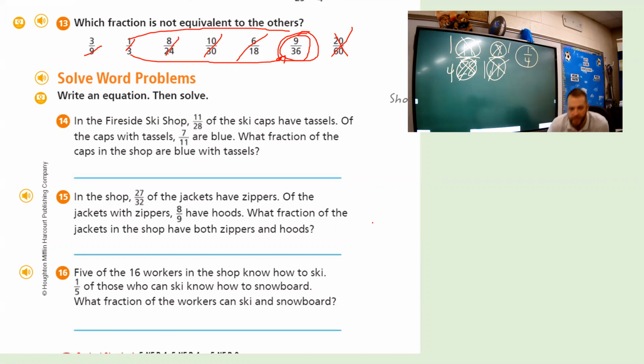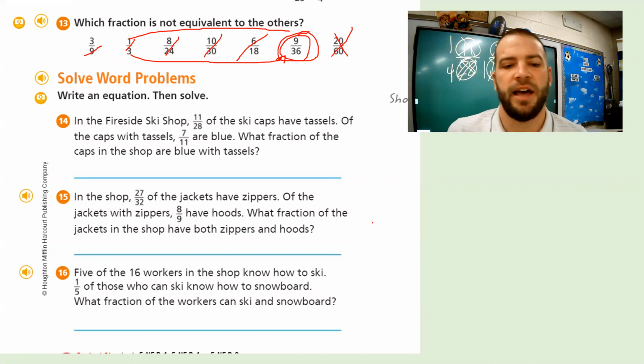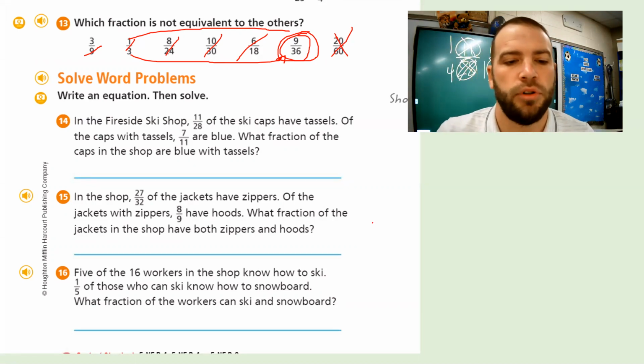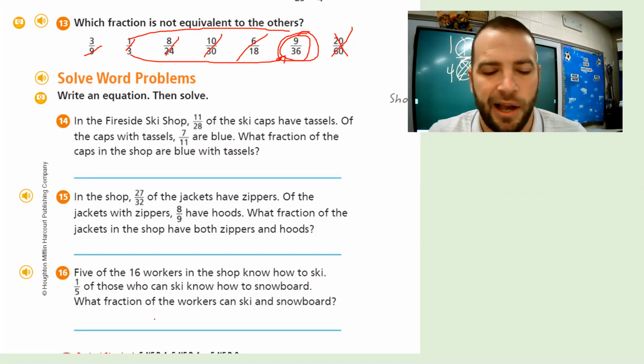So in Fireside Ski Shop, 11/28 have tassels. Of those, 7/11 are blue. What fraction are blue with tassels? 1/4.